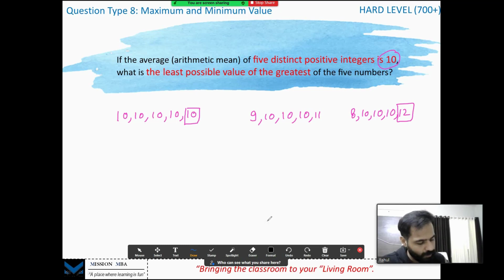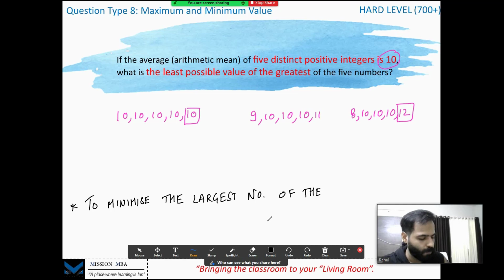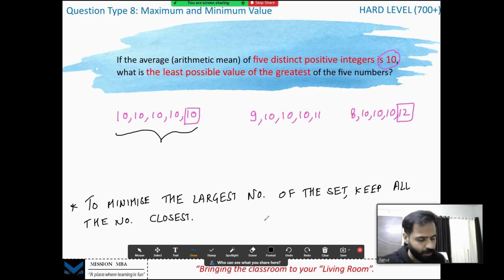So the simple idea, write it down for your later reference, to minimize the largest number of the set, simple for you, keep all the numbers closest. And how can you do that? Bring all of them very near to the mean. That's it. When I kept all of them equal to the mean, the largest number was minimum, 10.